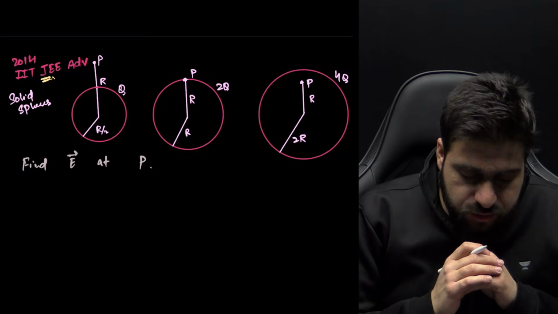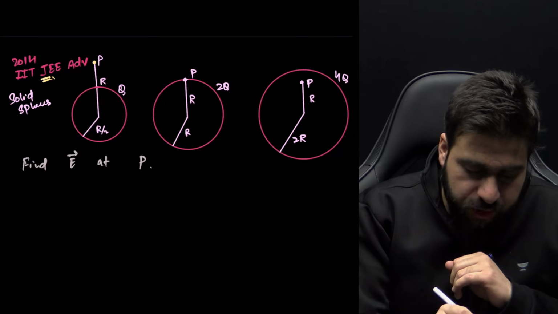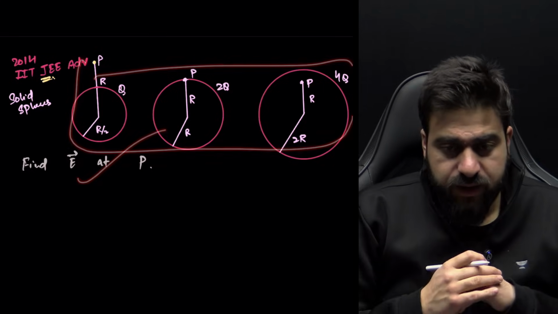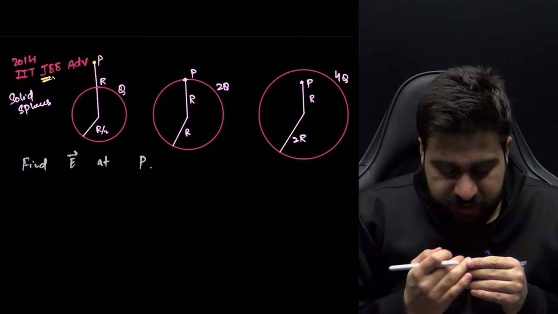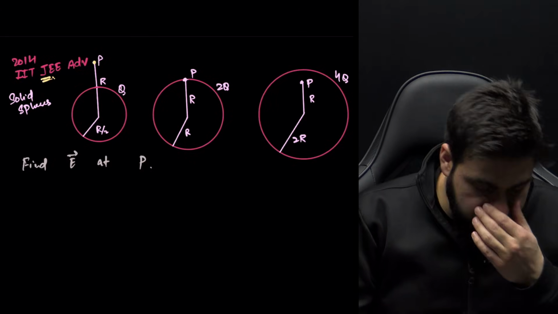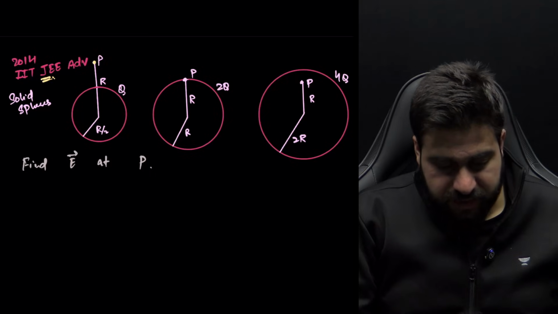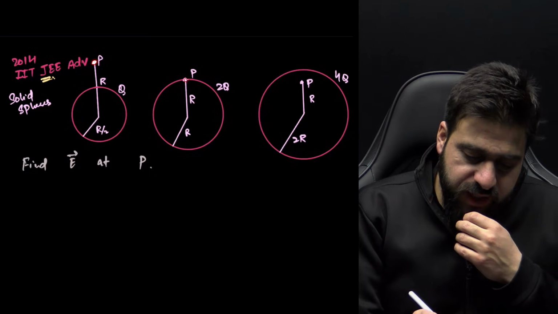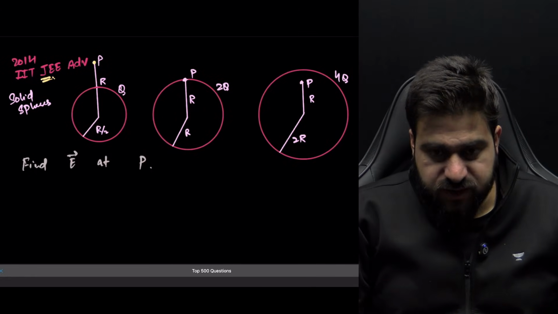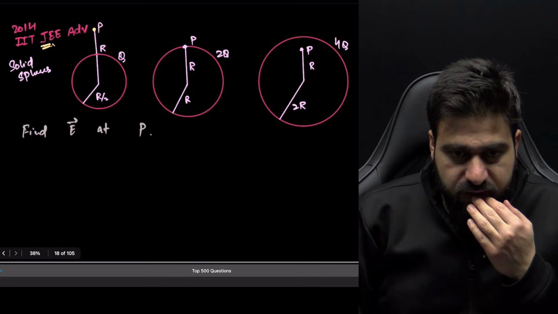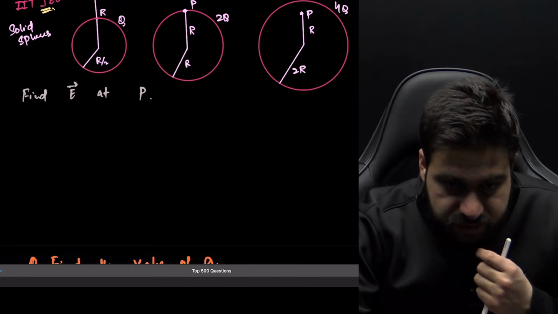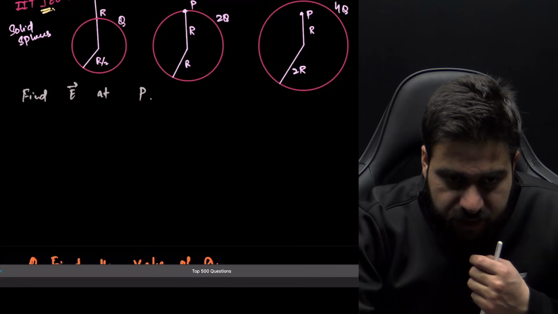In this particular case, you are supposed to tell me what is the electric field at point P in all the three cases. These are the three spheres. In these three spheres, you can clearly see, my dear NEET aspirants, that here the point lies outside, here the point lies on the surface, and here the point lies inside. Outside, surface, and then inside.